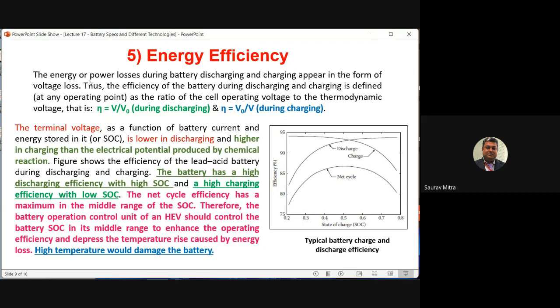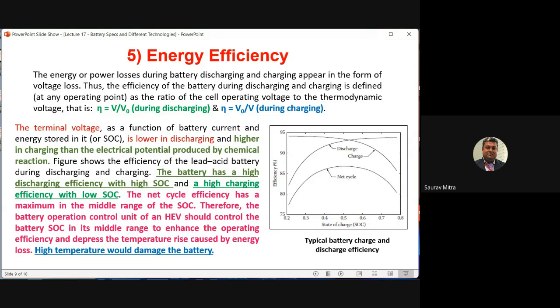Very important thing. So we are studying the last very important parameter, which is called energy efficiency. Power losses during the battery charging and discharging appear in the form of voltage loss. So the efficiency of the battery during discharging and charging is defined, at any operating point, as the ratio of the cell operating voltage to the thermodynamic voltage. Thermodynamic voltage is nothing but what is generated by the chemical reaction, and cell operating voltage is what you measure by the voltmeter. So eta is equal to V by V0 during discharging.